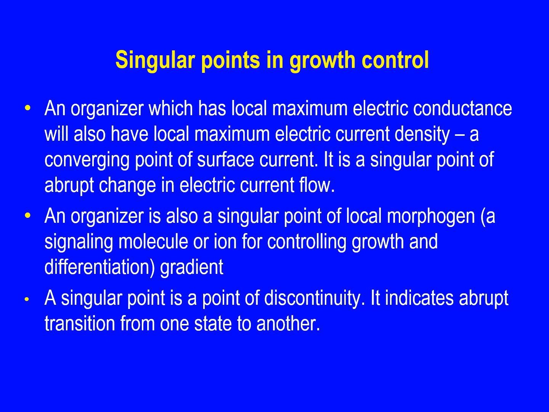As we discussed earlier, an organizer is a singular point of local bioelectric field and also a local morphogen gradient at the macroscopic level. So it is a point of discontinuity. It indicates abrupt transition from one state to another, and therefore is often sensitive to subtle perturbation.